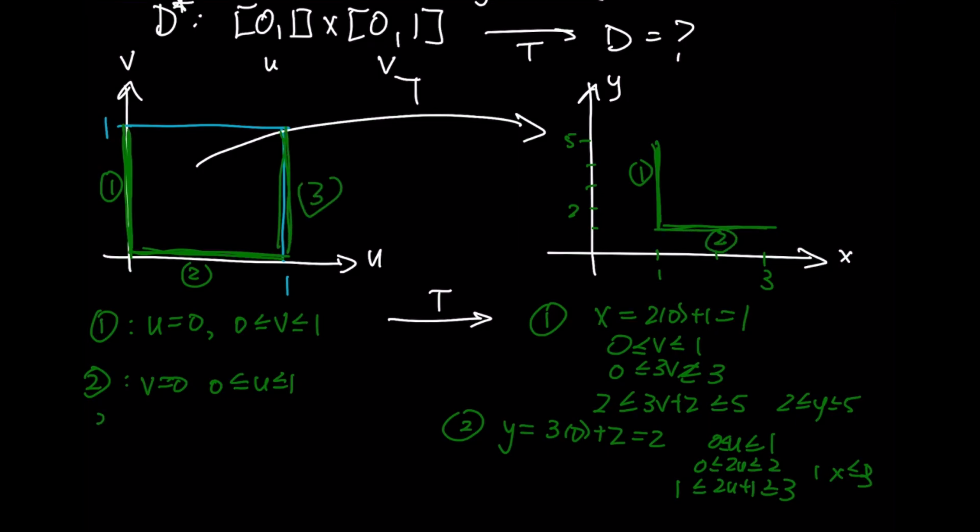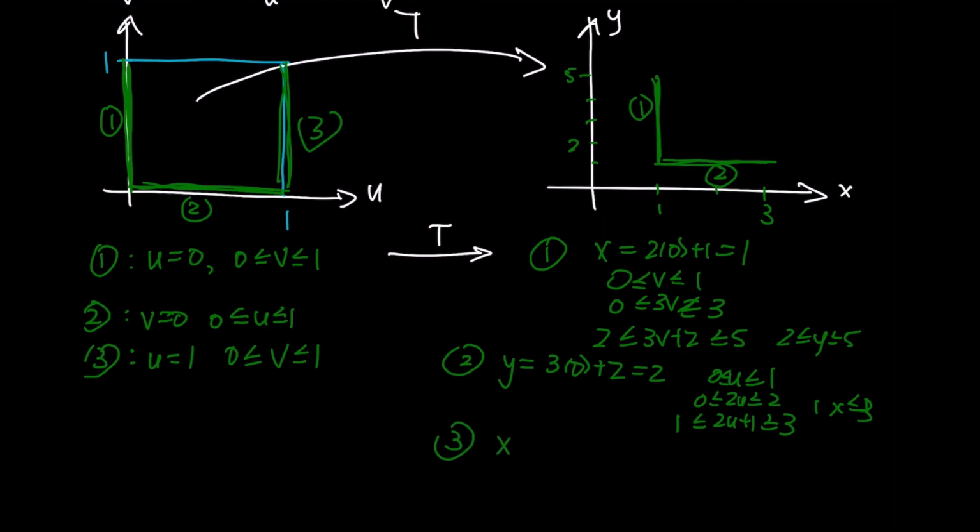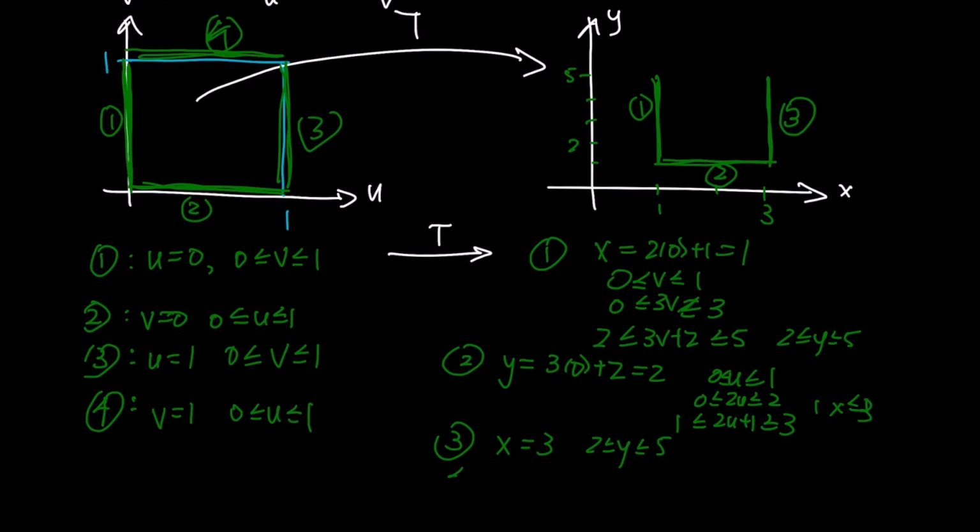On side 3, u is equal to 1. V varies from 0 to 1. This tells us that x is going to be 3 and y is going to vary from 2 to 5 by using the same reasoning that we talked about above. On the fourth side, which will be up here, v is equal to 1 and u varies between 0 and 1. The value of y is equal to 5, and x would vary from 1 to 3. So you can see that we have transformed the boundaries of this one area to the other area.